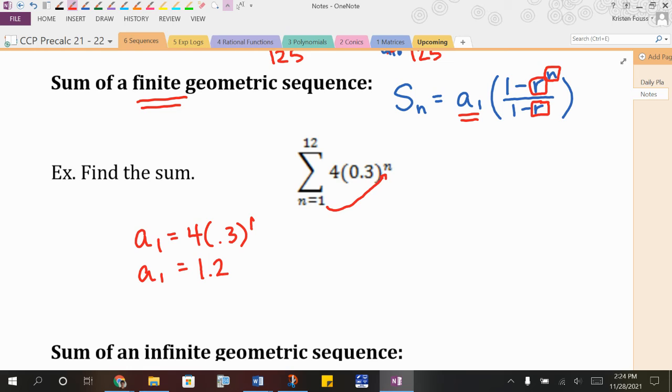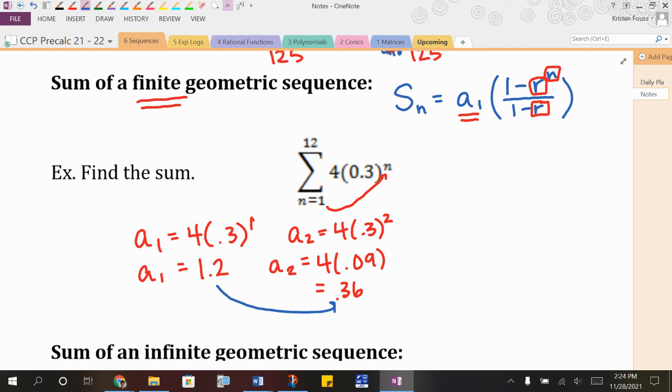I also need to know what R is. I'm going to show you where it is in a sec, but R we can always find by identifying the next term and seeing what the multiplier is. So let's go ahead and find A2. A2 would be 4 times 0.3 squared, which is 4 times 0.09, and that is 0.36. Okay, so if A1 is 1.2 and A2 is 0.36, we have multiplied by 0.3.